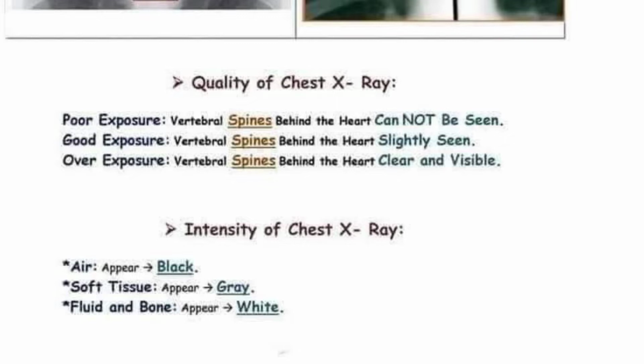The quality of chest X-ray: poor exposure, vertebral spine behind the heart cannot be seen. Good exposure, vertebral spine behind the heart slightly seen. Overexposure, vertebral spine behind the heart clear and visible. Intensity of the chest X-ray: air appears black, soft tissue appears gray, and fluid and bone appear white.